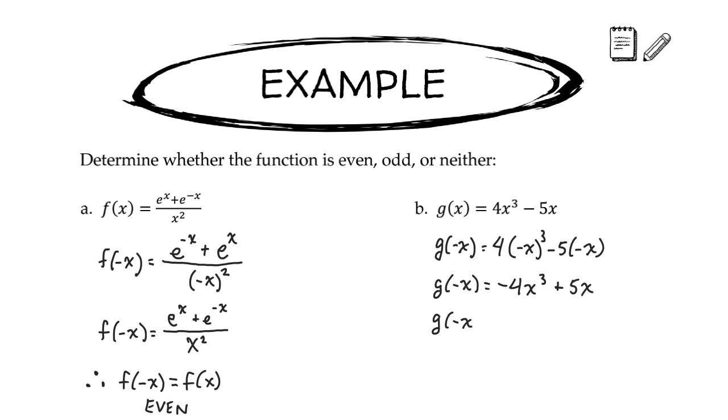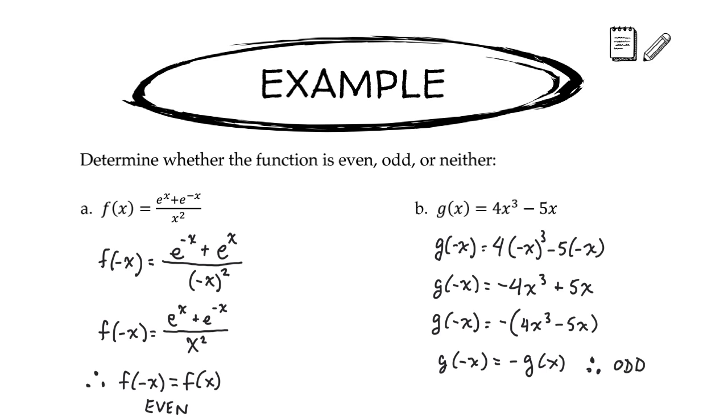However, I notice that I can factor out a minus sign. I can factor out a negative, and what's left inside the parentheses then is exactly the same as the g of x that I started with. And thus I can claim that g of negative x is equal to negative g of x, which tells me that this function g is odd.